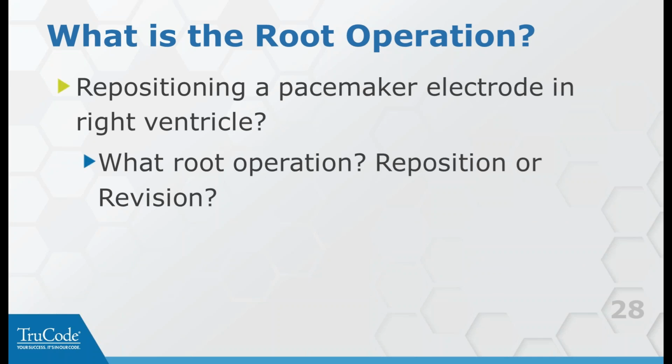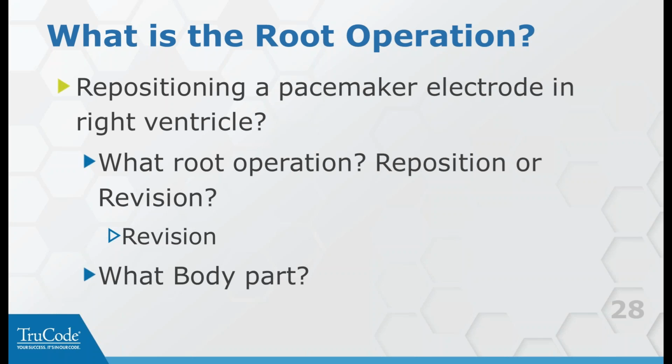So here's another coding scenario. The physician termed it as repositioning of a pacemaker electrode in the right ventricle. So the question is, what root operation would apply, reposition or revision? We just saw on the previous slide that reposition only involves moving body parts, and we're talking about a device here, so obviously we cannot use reposition as our root operation. So revision would be the correct root operation in this case. And what body part are we talking about? Again, we're talking about a pacemaker in the right ventricle, so the body part would be the heart.